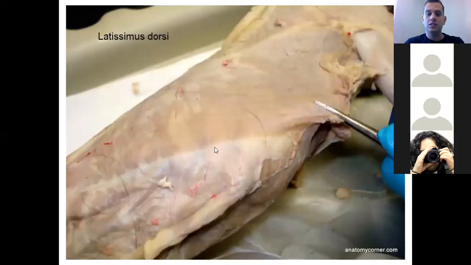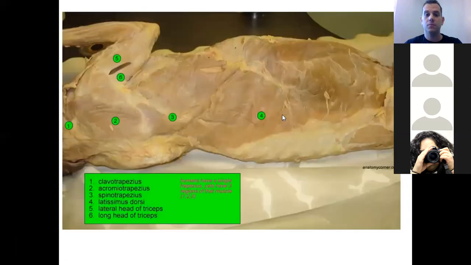Okay. Latissimus dorsi along the back, this really big sheet-like muscle. It's literally going to be paper thin in most of your cats. Okay. And here you can see another view of those muscles: clavotrapezius, acromiotrapezius, spinotrapezius, all right, and then latissimus dorsi.